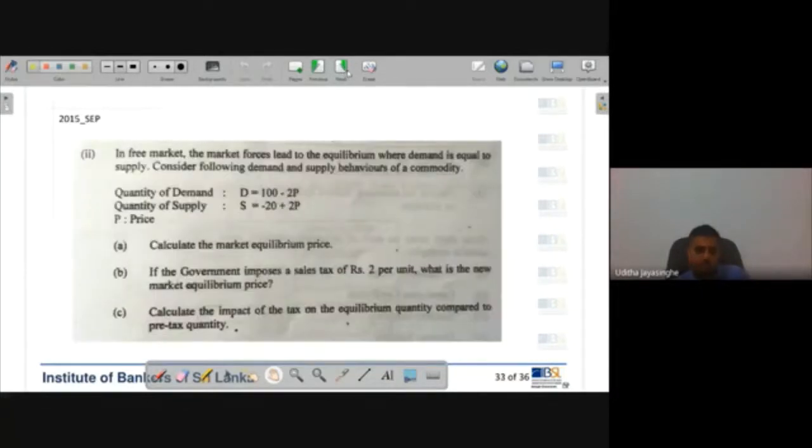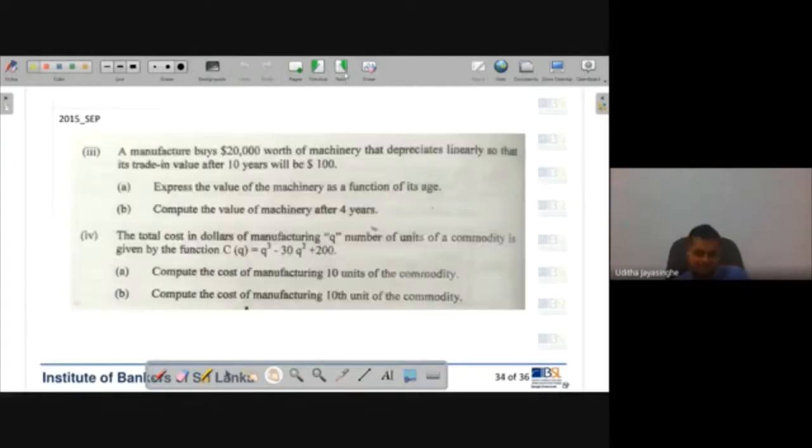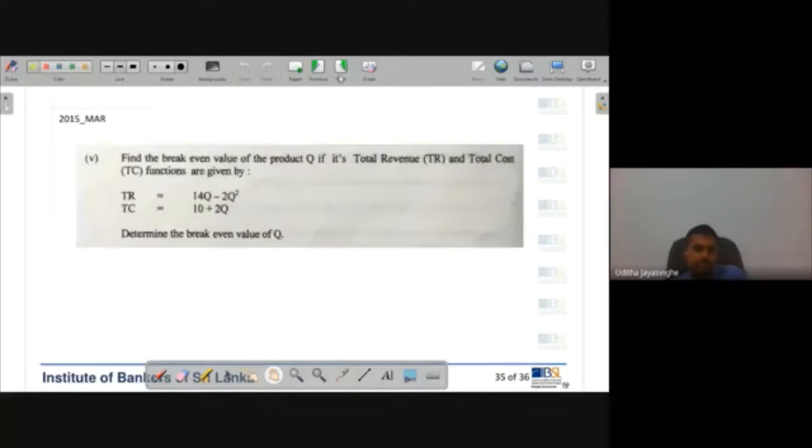And follow my suggested answer for the 2015 September. I think that's a question on the GDP, which I have shared with you previously.